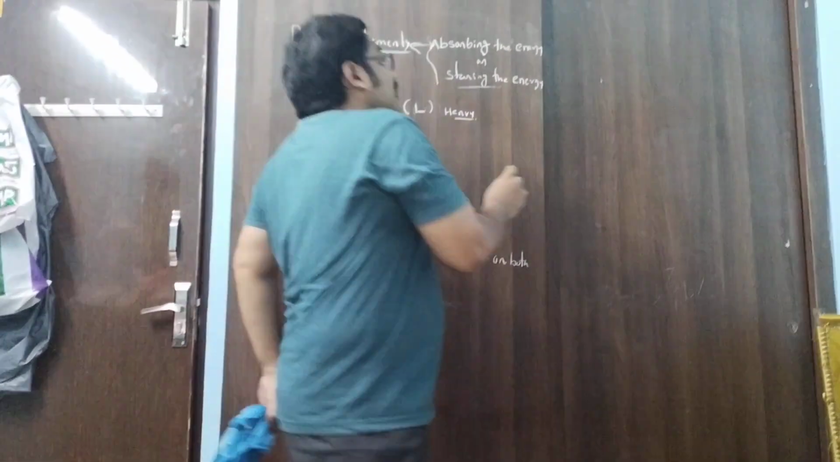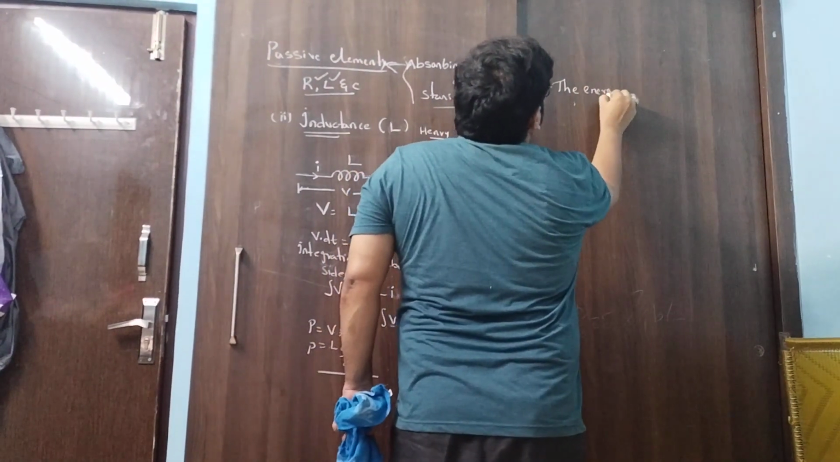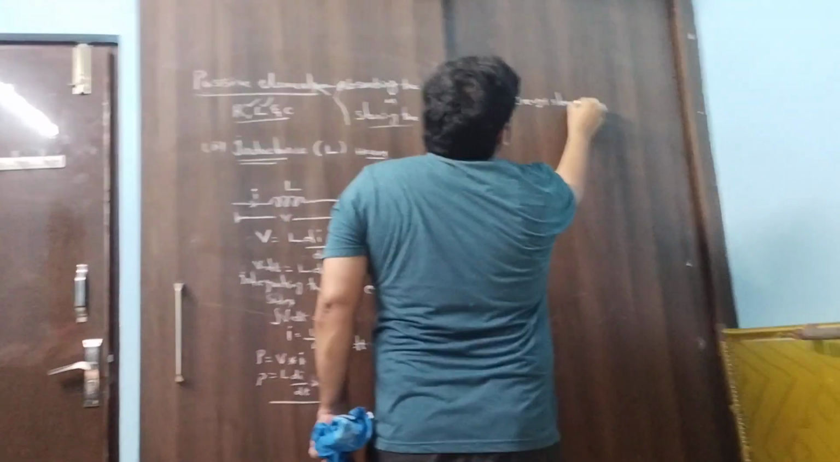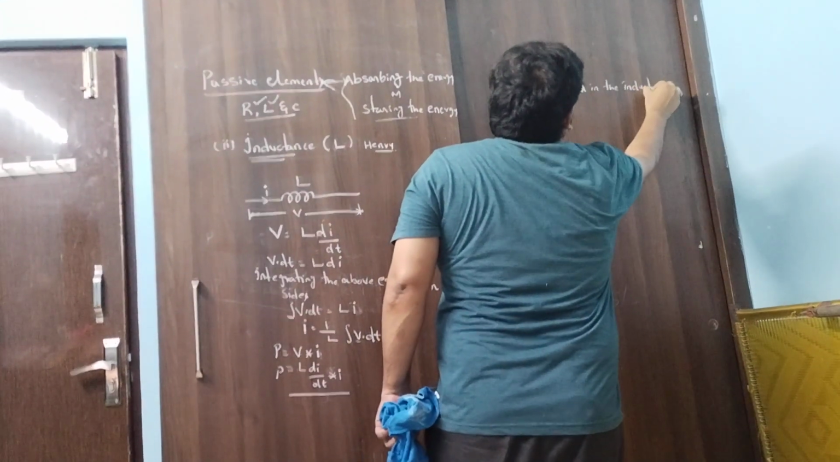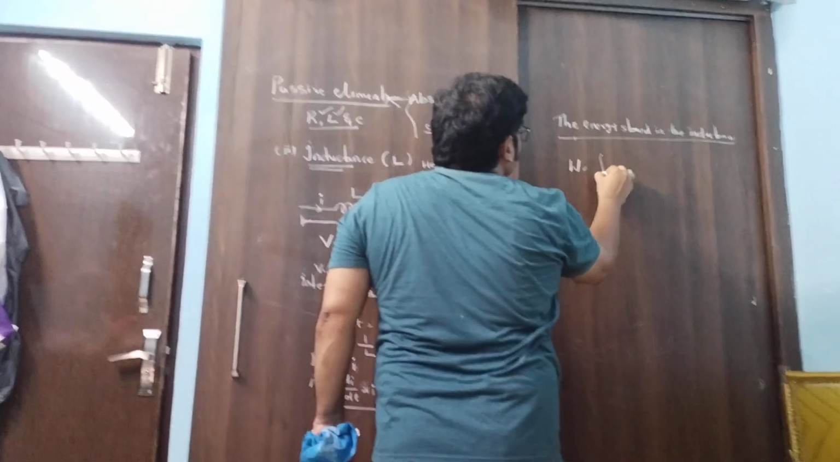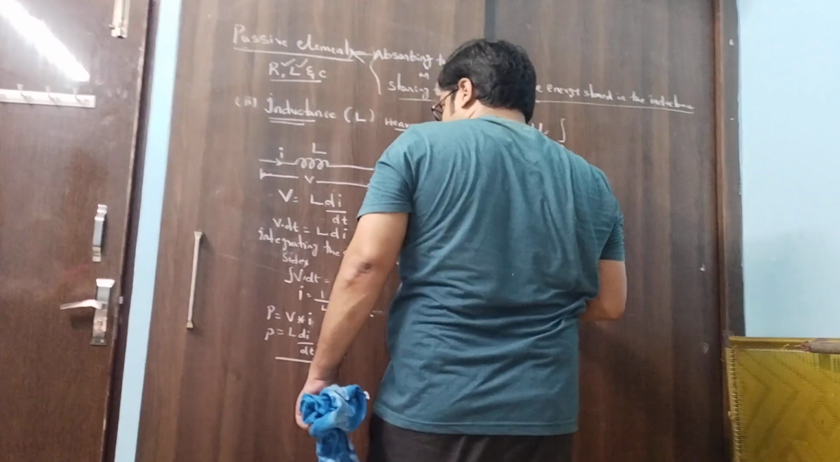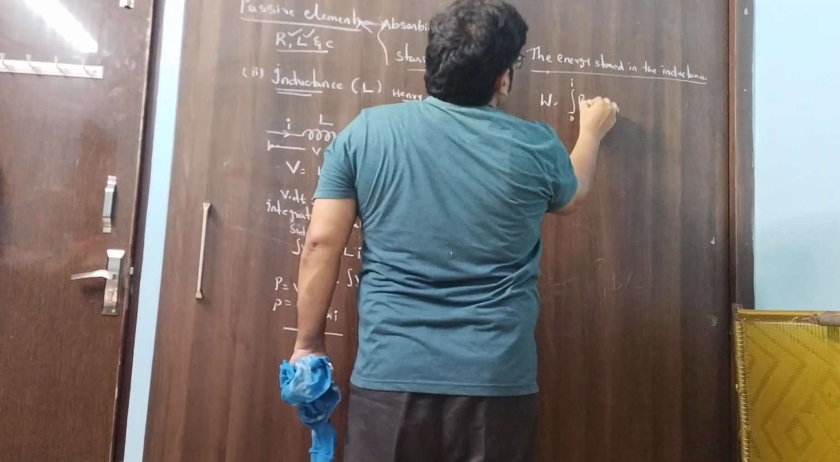Now what is the energy stored in the inductance? We are going to write W is equal to the integral from 0 to I of P into dt.